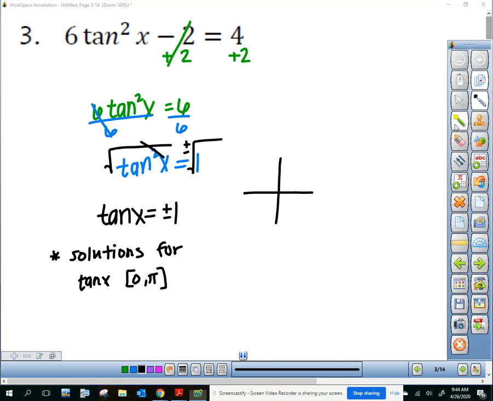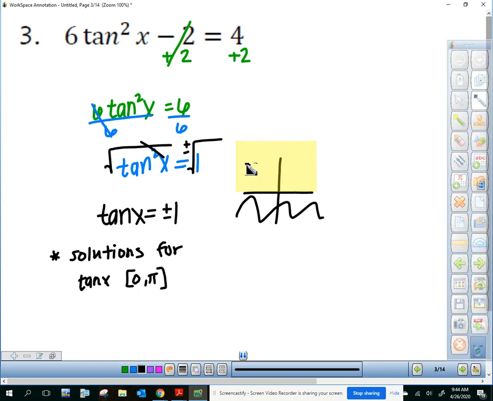So I'm only going to give the solutions here from 0 to pi. So I am going to narrow it down to quadrants 1 and 2. But it's not because of the positive or negative. Tangent is positive in 1 and negative in 2, and I'm going to give answers for both because it can be positive or negative 1.